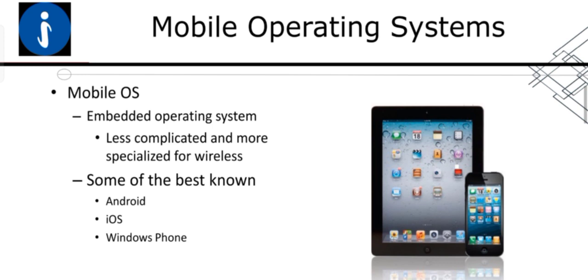As we learned before, when we were studying categories of operating systems, we studied embedded operating systems, and one example of that was mobile. So the operating system used in mobile is also called an embedded operating system. It's less complicated and more specialized for wireless. Remember this point. Some of the best known operating systems for mobile are Android, iOS and Windows Phone.